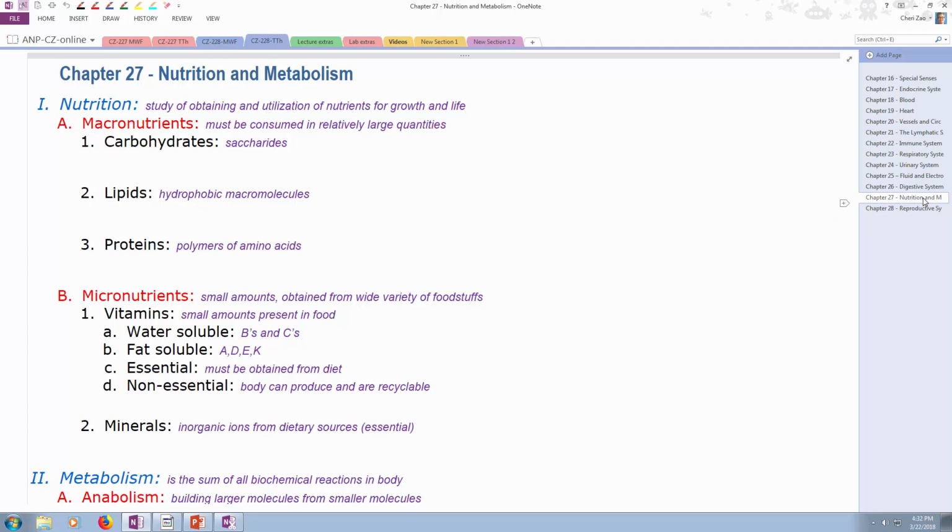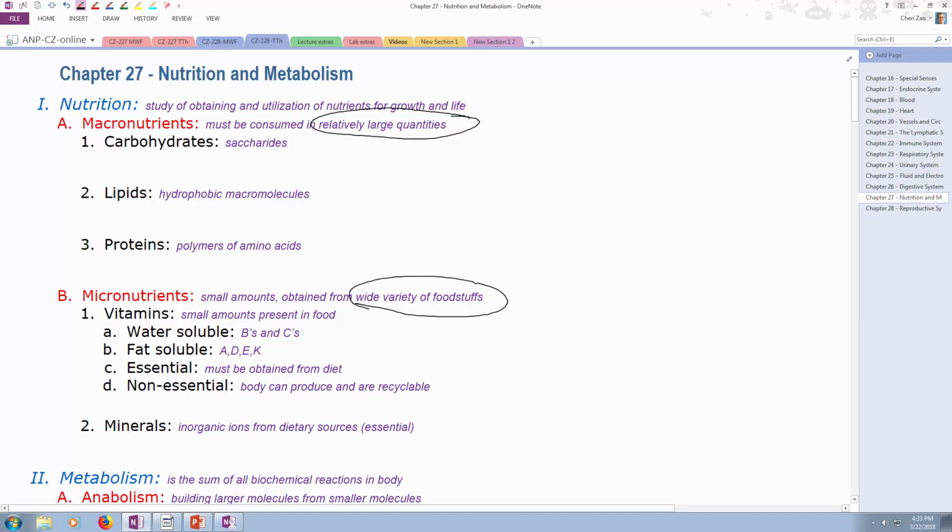Nutrition is the study of obtaining and utilization of the nutrients from our environment for growth and life. So that's the definition of nutrition for us. Our nutrient needs are going to fall into 2 categories, macronutrients and micronutrients, and it's basically how big it is that we need to take in order for us to utilize it. Macronutrients are consumed in relatively large quantities, and micronutrients in small amounts, and we do need our micronutrients, obtained from a wide variety of foodstuffs.